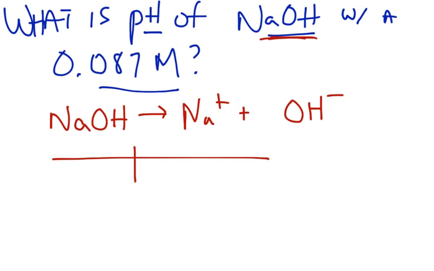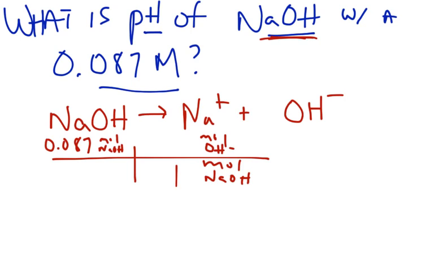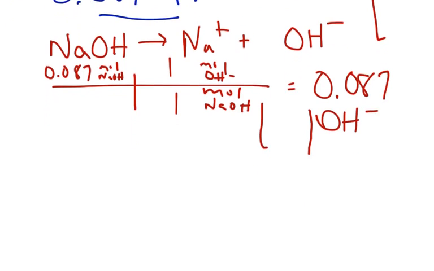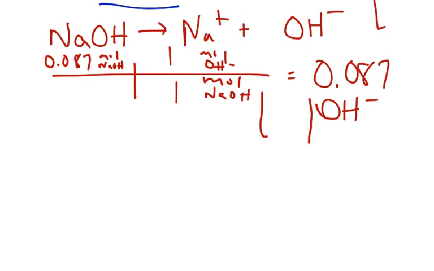So I don't even have to set this up, but I will to show you. If I have 0.087 moles of NaOH, and I have my mole ratio, it's a 1-to-1 ratio. For every one of these, I'm getting one of those. So that's pretty easy. That gives me the exact same number for my OH. So that's my OH concentration. Let me erase these so they don't confuse you. Then I can go to my next step.